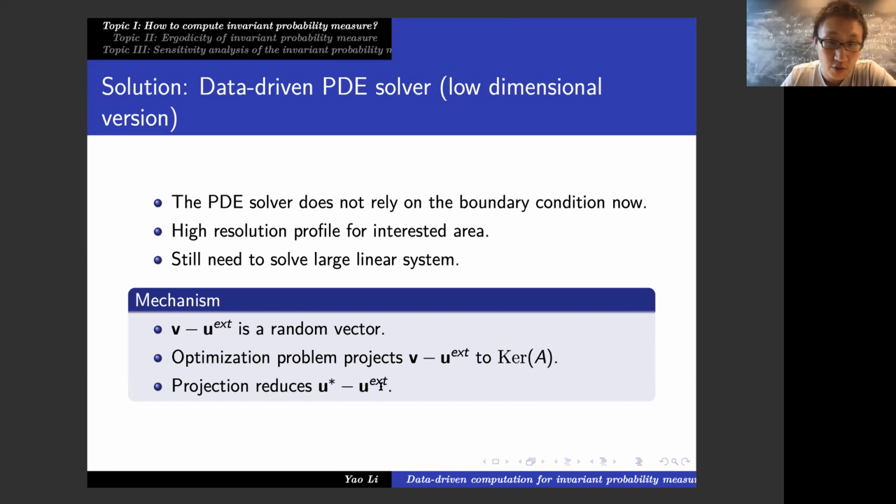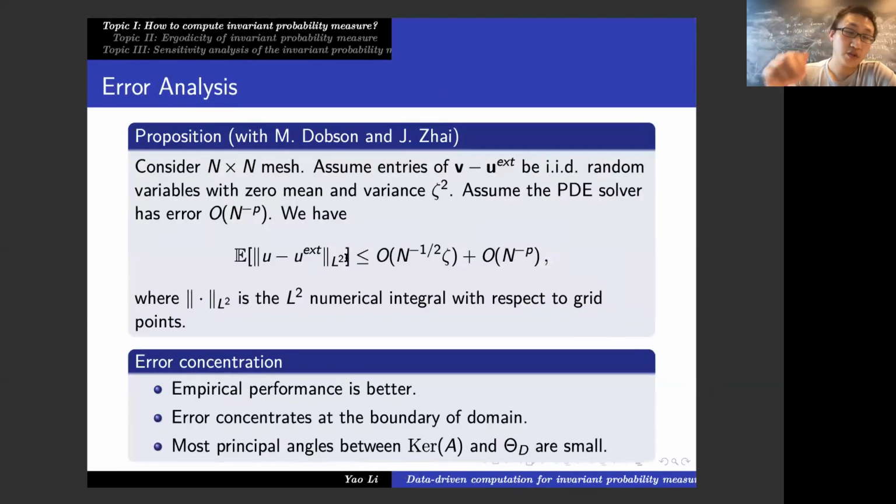Okay, so this method solves lots of disadvantages because we dropped the dependency on the boundary condition, so we can get a high resolution profile wherever we are interested in. But well, you still have to solve a large linear system. So how to improve? Oh, by the way, some error analysis. That's done by my collaborator, my postdoc, and me.